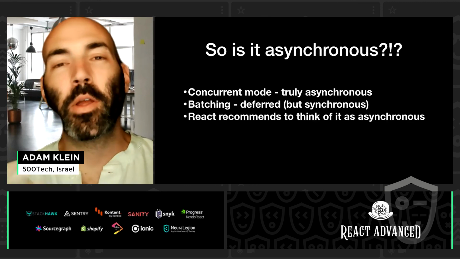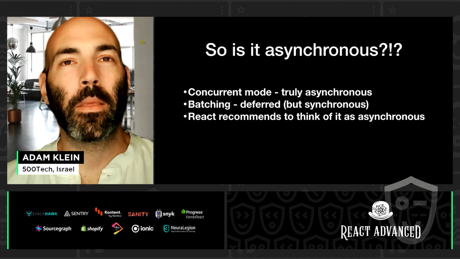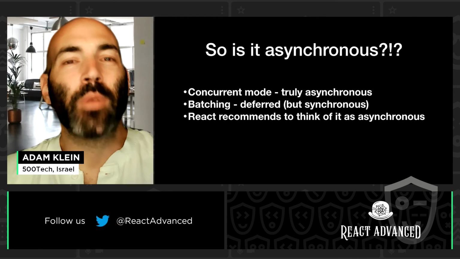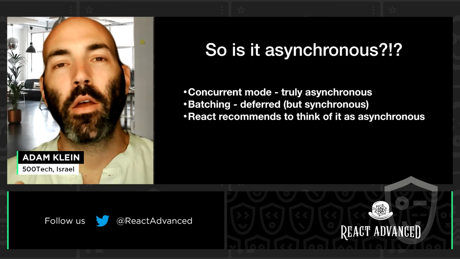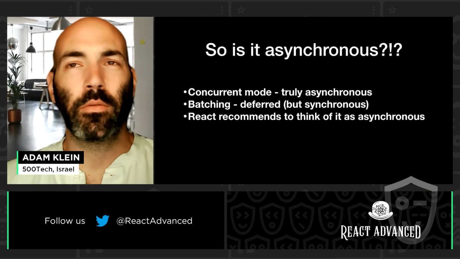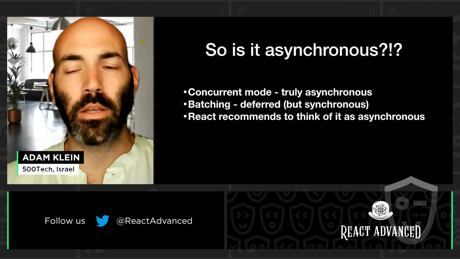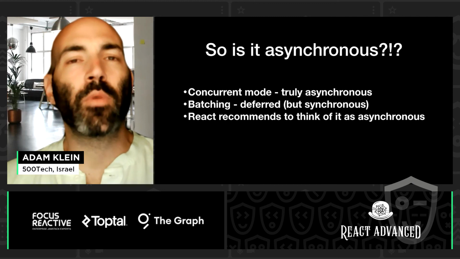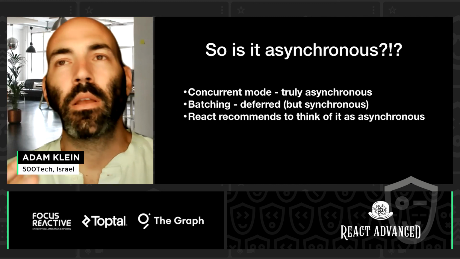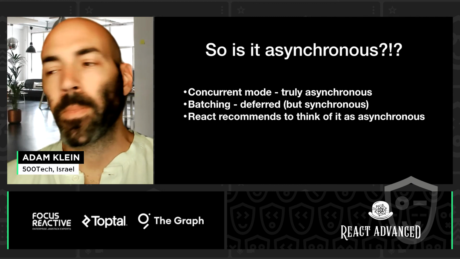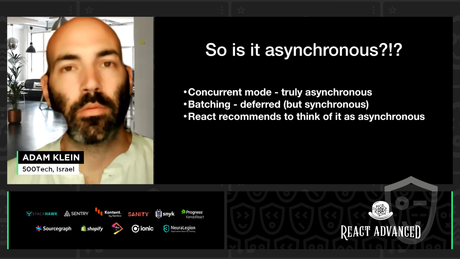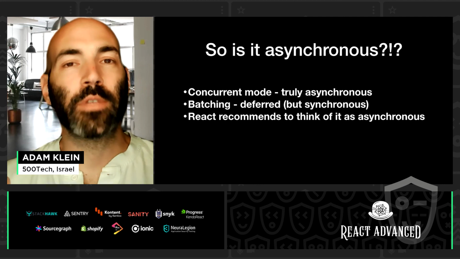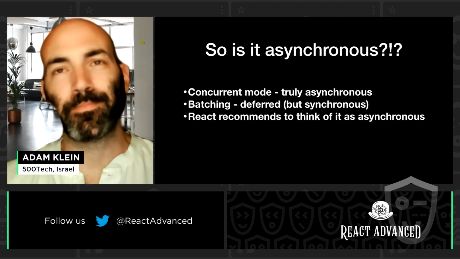So again, this is a very complicated explanation. It's much easier to just think of it as asynchronous, and this is what React basically recommends. First of all, because of concurrent mode, where it can truly be asynchronous, and second of all, because it's an implementation detail. It doesn't want us to rely on the fact that it happens during the same event loop. So the best way to simplify it is to think of state updates as asynchronous.